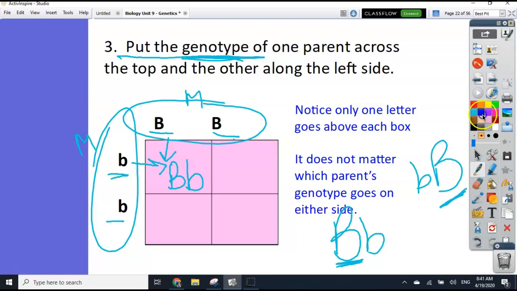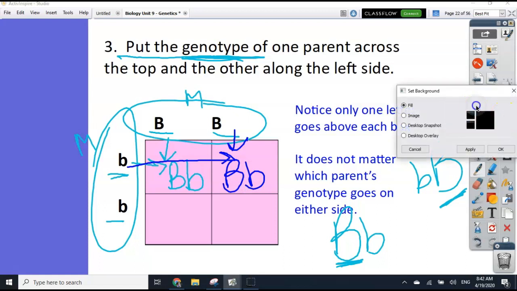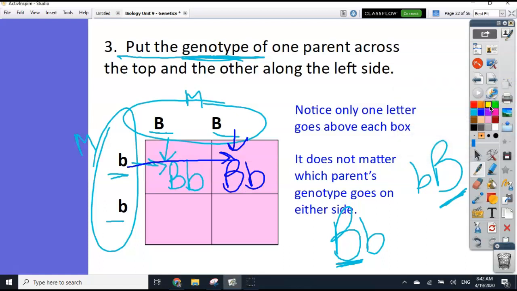Okay, so now we're going to go to the next box. We've got little b coming from this side and big B from this side. So again, it's going to be big B, little b. Let's look at the next one. Okay, in this box, we've got a big B and a little b. And in the very last box, we're going to have a big B and a little b.